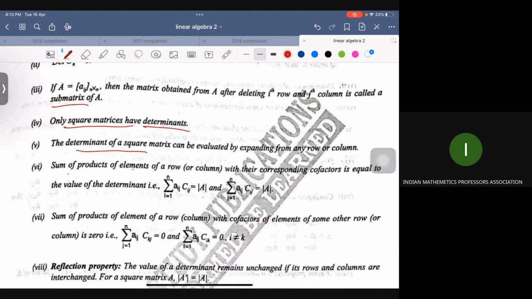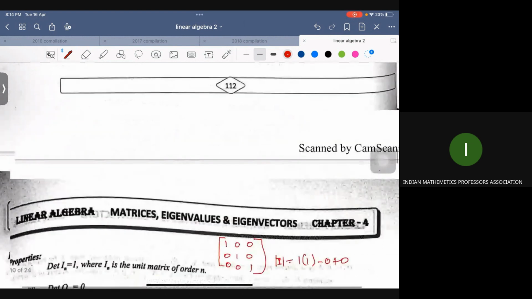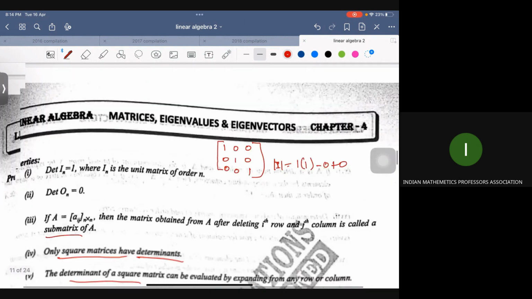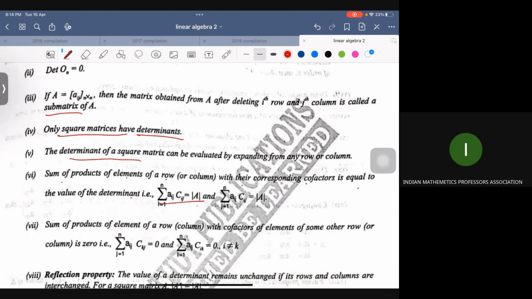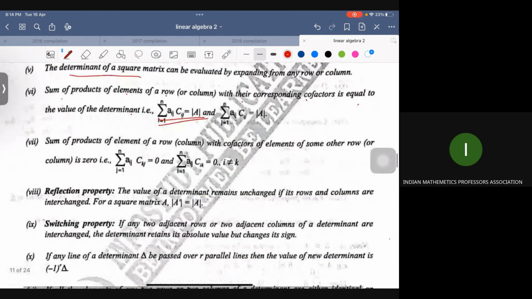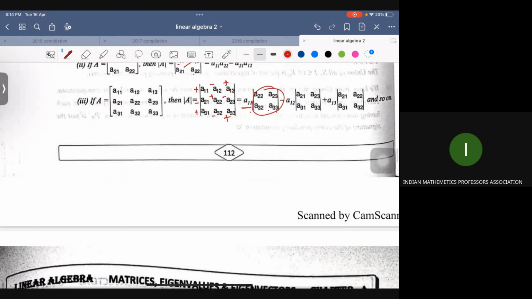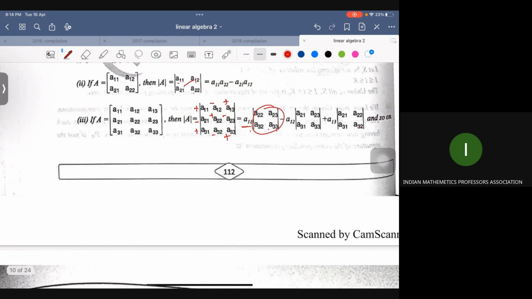The sum of products of elements of a row with their corresponding cofactors is equal to the value of the determinant. This is called the cofactor. The sum of products of elements of a row with the cofactors of elements of some other row is 0. If I am multiplying A11 with another cofactor, the sum will always be 0.